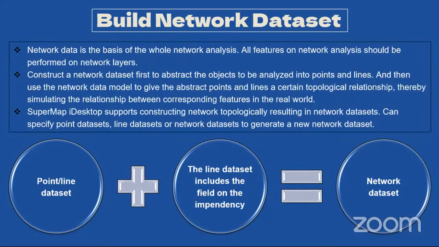Firstly, we need to construct a network dataset, where we abstract the objects to be analyzed into points and lines. Then we use the network data model to give the abstract points and lines a certain topological relationship, thereby simulating the relationship between corresponding features in the real world. In SuperMap iDesktop, it supports constructing a network topologically, resulting in a network dataset, where you can specify the point dataset, line dataset, or network dataset to generate a new network dataset.